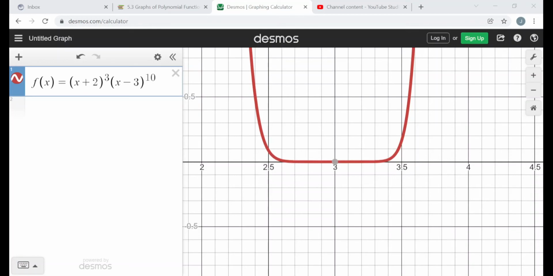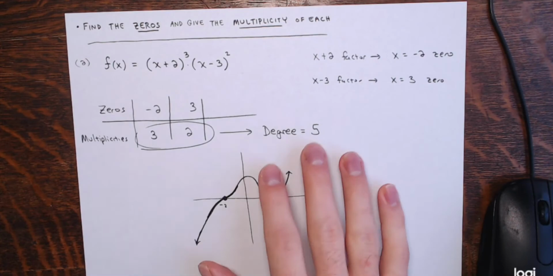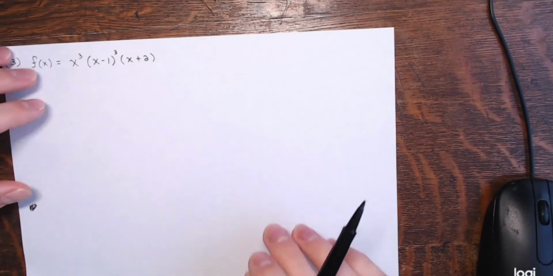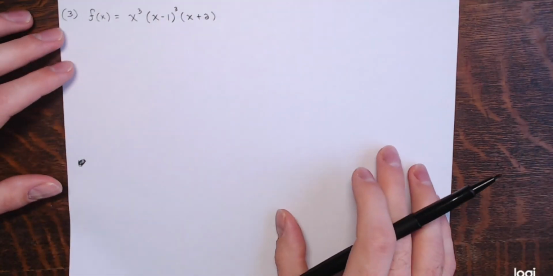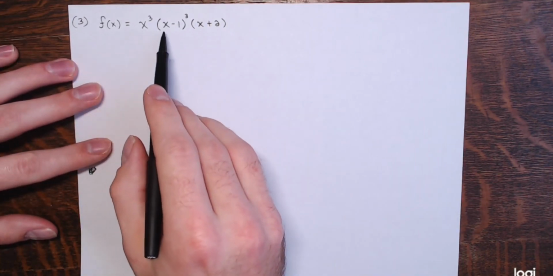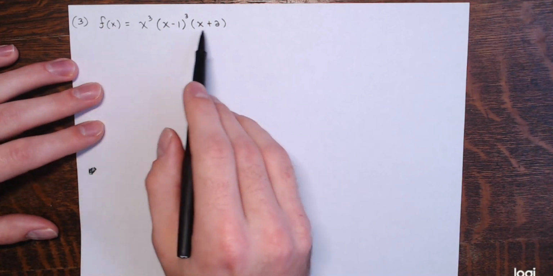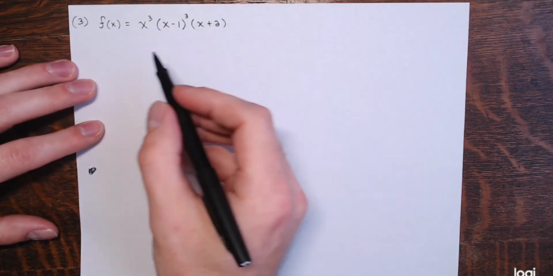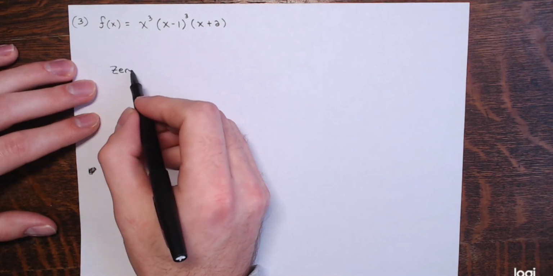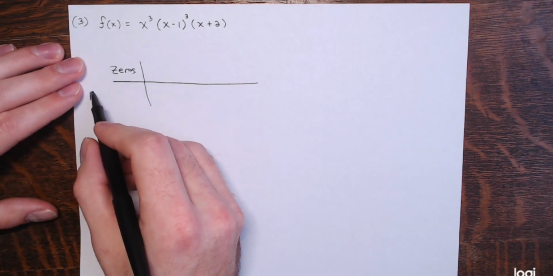Okay, and now my next example, pretty similar, just finding the zeros and stating their multiplicities. I'll show you the graph. So here we have f(x) = x^3 (x - 1)^3 (x + 2). Again, it's nice and factored already. So if it's already factored like this, I feel the zeros should be easy to state, and so should their multiplicities.